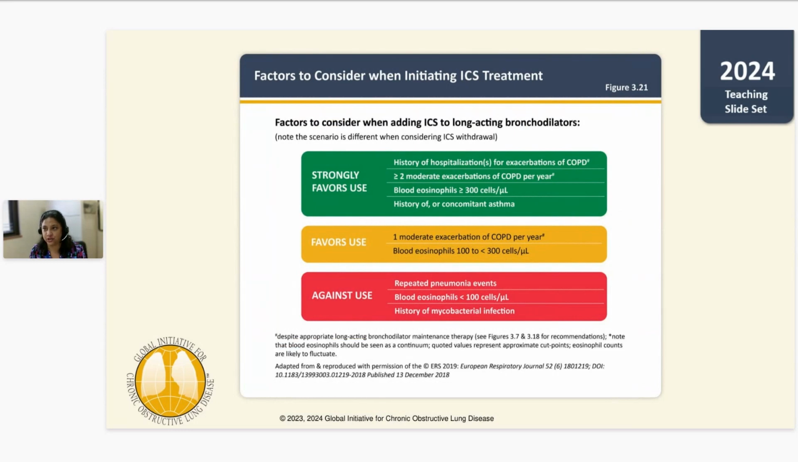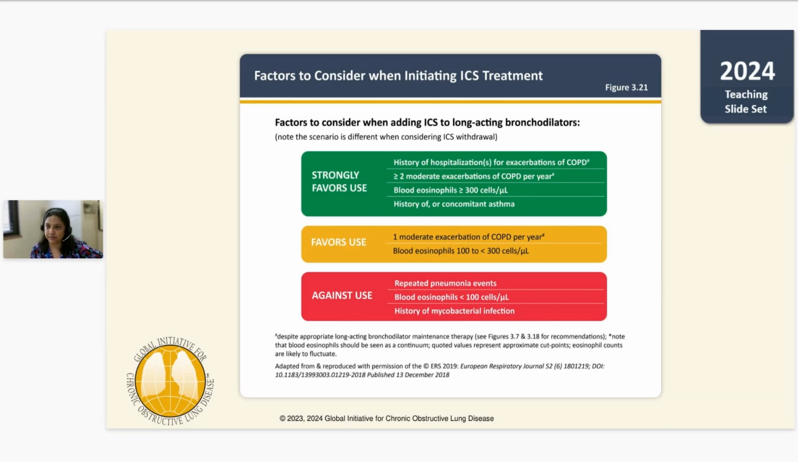are those with a history of hospitalization for COPD, at least two moderate exacerbations of COPD. So they're group E. They have high blood eosinophil counts, greater than or equal to 300 absolute eosinophil count, or they have a history of or concomitant asthma. These are the patients that would benefit most from inhaled corticosteroids.